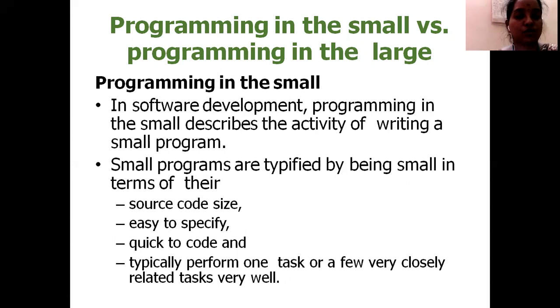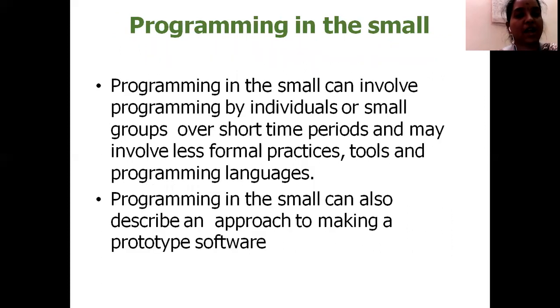With the help of the source code, that is, the lines of source code used for the software. It is easy to specify, whatever instructions we are using in the program, and it is quick to code. Typically it can perform one or a few tasks, not more than 3 or 4 tasks. Okay. And programming in the small can involve programming by an individual, or also by some small group of people over a short period of time.